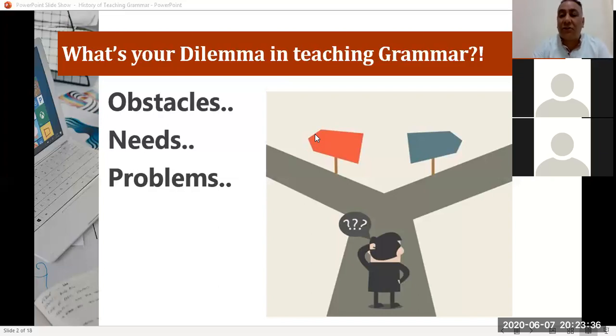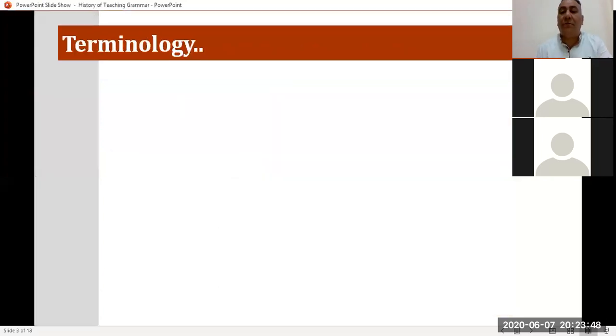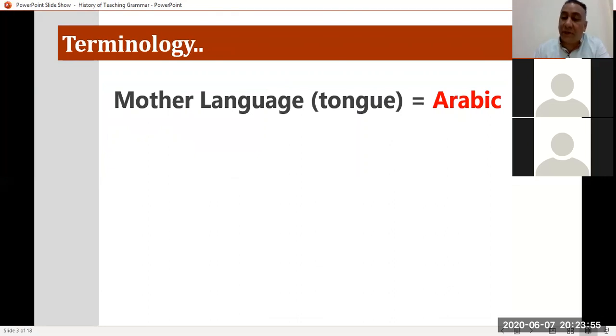What's your dilemma in teaching grammar? Are you ready now to go on and to know how grammar teaching developed over years? So before we go into that, we have some terminology or terms that we are going to encounter through our session today. So you can find some terms like mother language or the mother tongue. It's the Arabic language. So Arabic is our mother tongue, our mother language, and the students' mother language. If you find this terminology, mother tongue, it means Arabic.